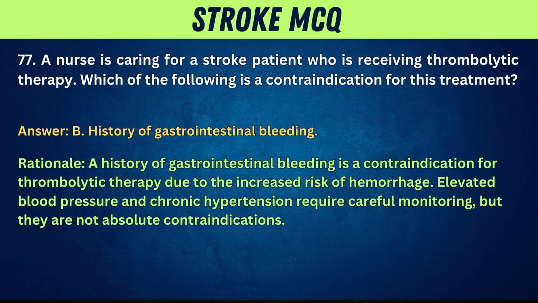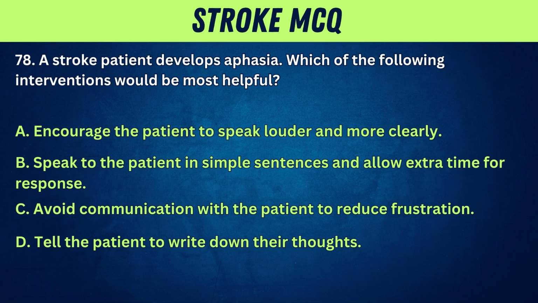Answer. B. History of gastrointestinal bleeding. Rationale. A history of gastrointestinal bleeding is a contraindication for thrombolytic therapy due to the increased risk of hemorrhage. Elevated blood pressure and chronic hypertension require careful monitoring, but they are not absolute contraindications.